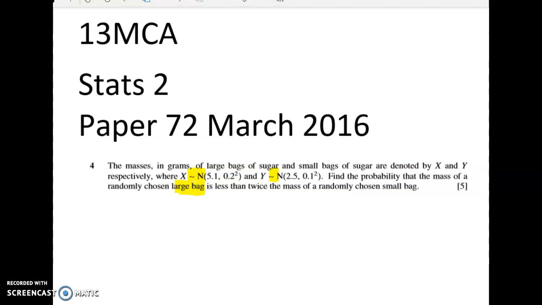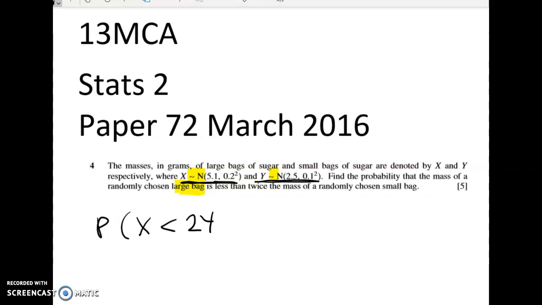As soon as you see this, you should be thinking, I'm going to set up a new random variable, and it's going to be some kind of linear combination of these two things. So let's look at what we have to figure out. We want to find the probability that a big bag, which is x, is less than twice the mass of a randomly chosen small bag.